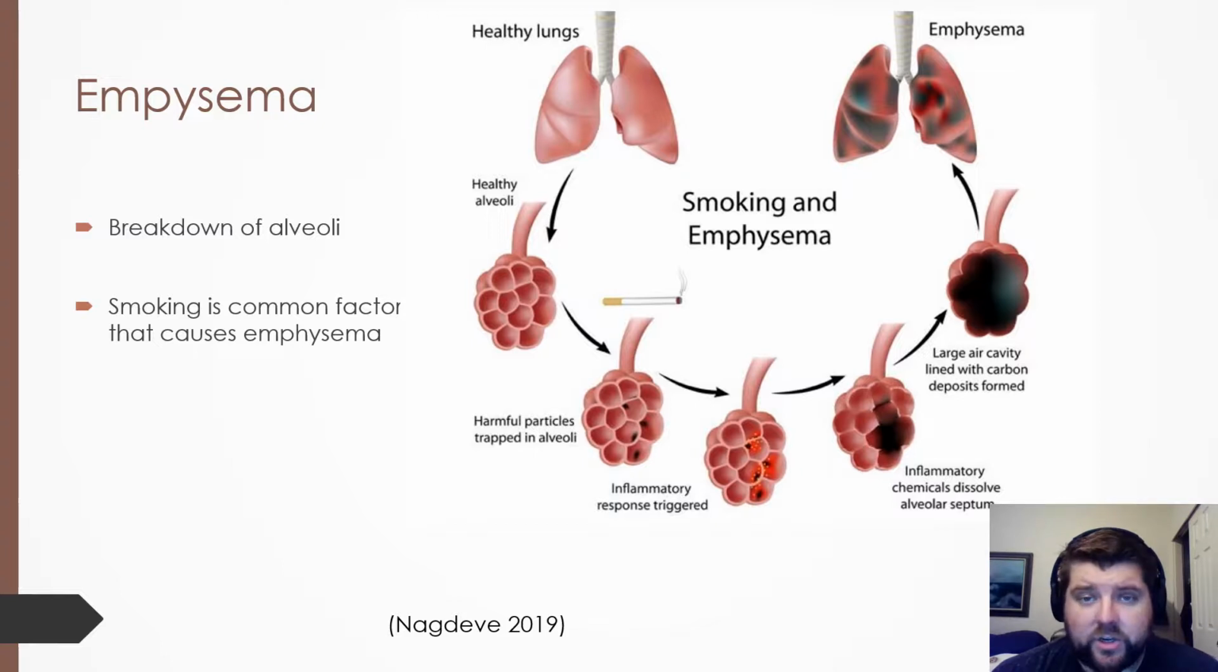Just another condition here, I think this is the last one, is emphysema. Emphysema is something that's caused primarily by smoking. Here we have a diagram of what's going on. What emphysema means is a breakdown of the alveoli. You can see how little tar specks and harmful particles are being trapped in the alveoli, and then it triggers an immune response, which causes the immune system to break down the alveolar septum, all the little parts in between the alveoli, and then it just becomes this big open cavity, lined with all these carbon deposits.